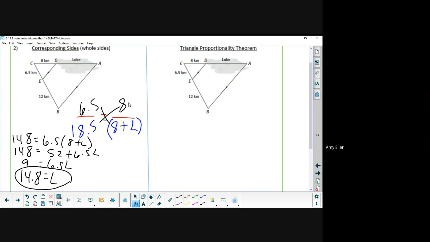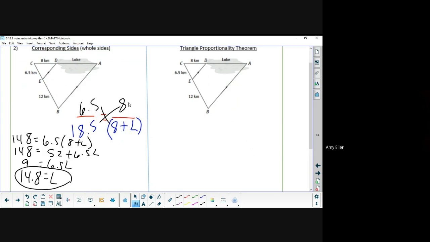All right. My lake length is 14.8. This cross multiplying is more difficult with the parentheses. Hopefully you're catching on to the cross multiplying. Let me talk one more time about how I set it up, because that's the hard part.